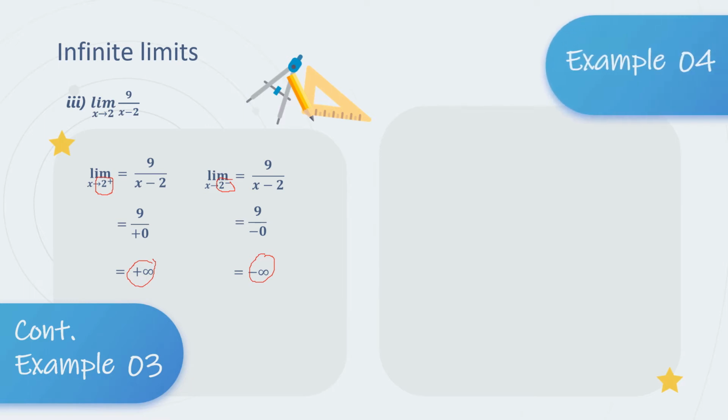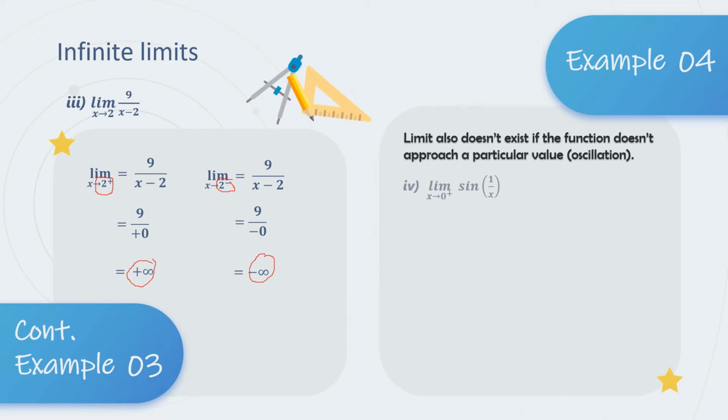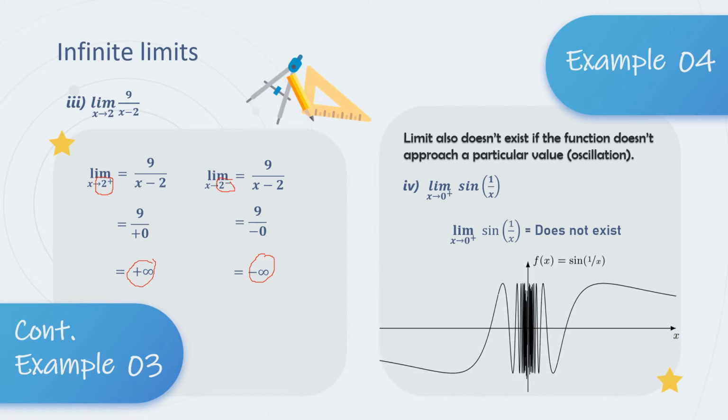A limit also does not exist if the function does not approach a particular value, which is called oscillation. For example, the limit of sin 1 over x as x approaches 0 from the right. This limit does not exist. The graph reveals that the value of f oscillates between -1 and 1 with increasing rapidity as x approaches 0, and hence does not approach a limit.